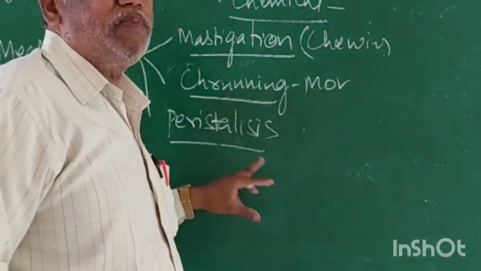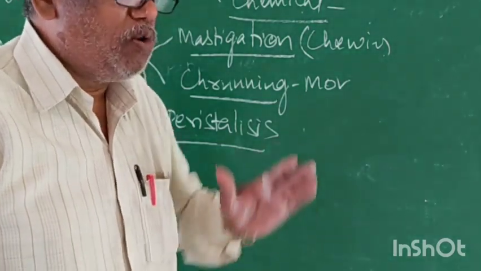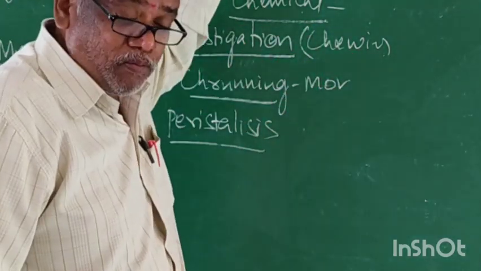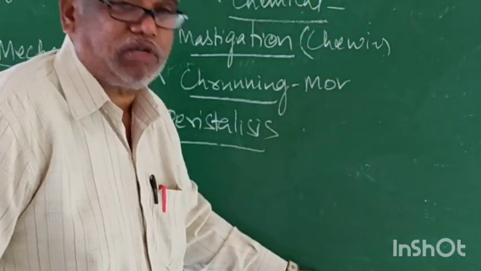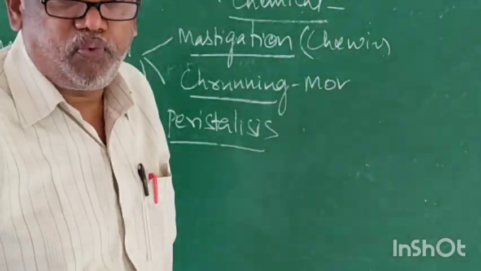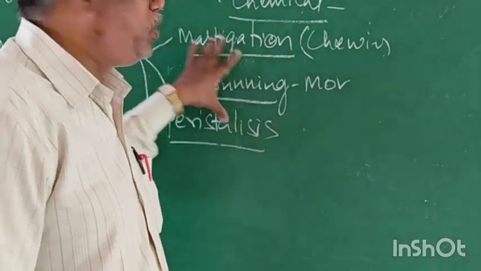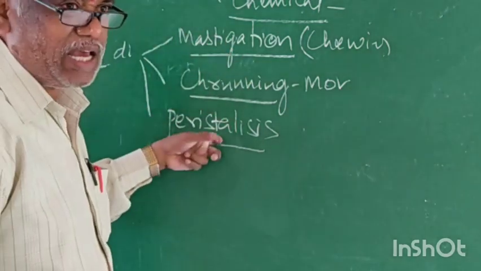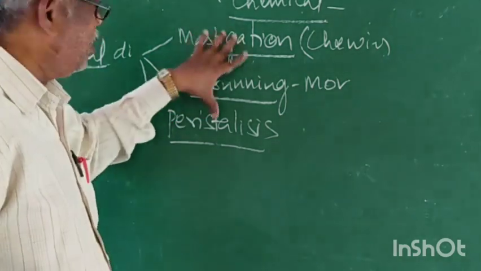Next is peristalsis, the wave-like movement of the alimentary canal from esophagus to rectum. These are the three examples of mechanical digestion.